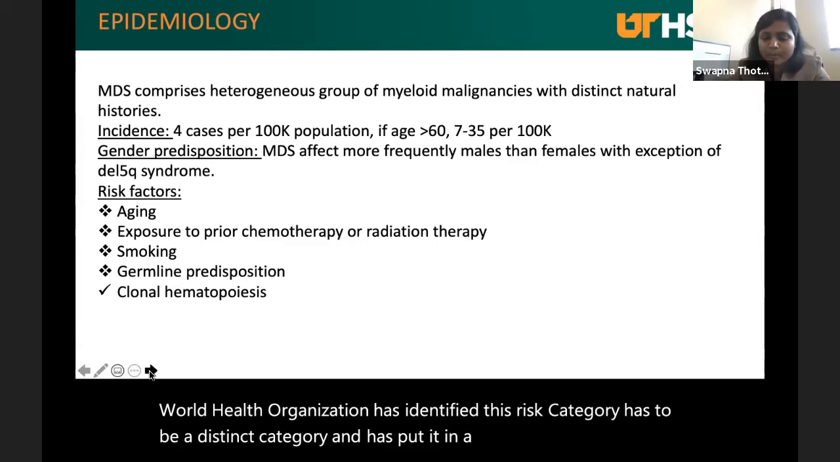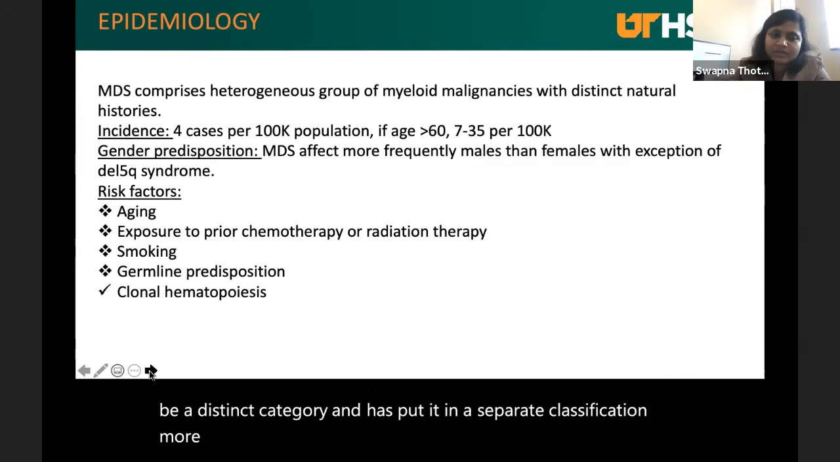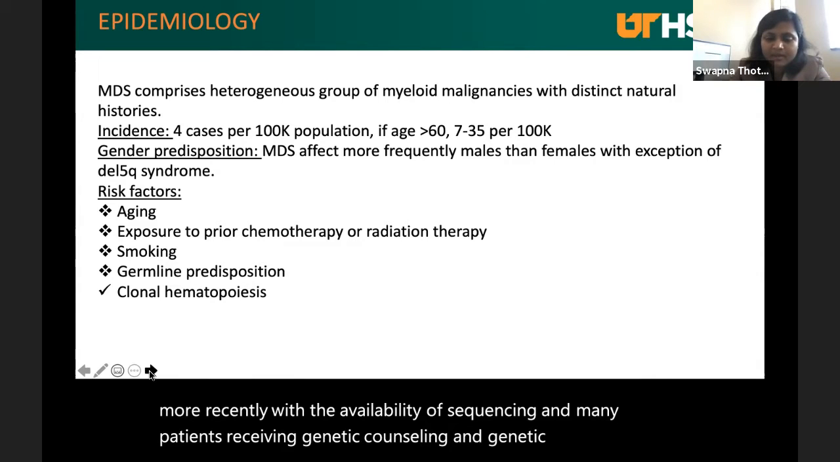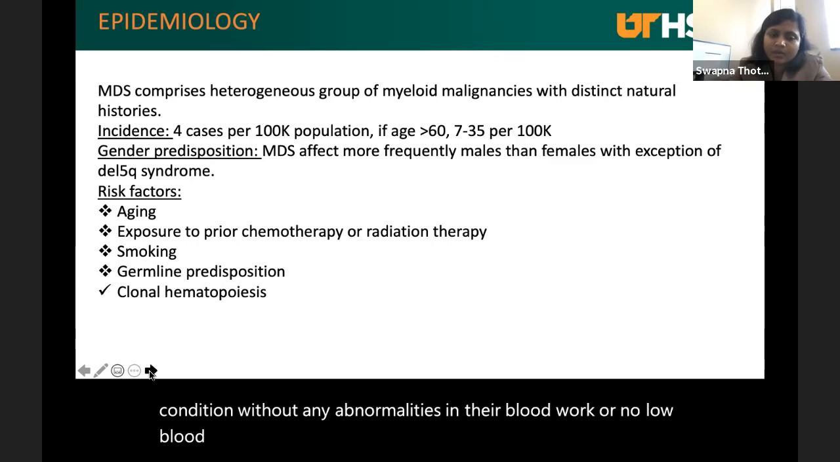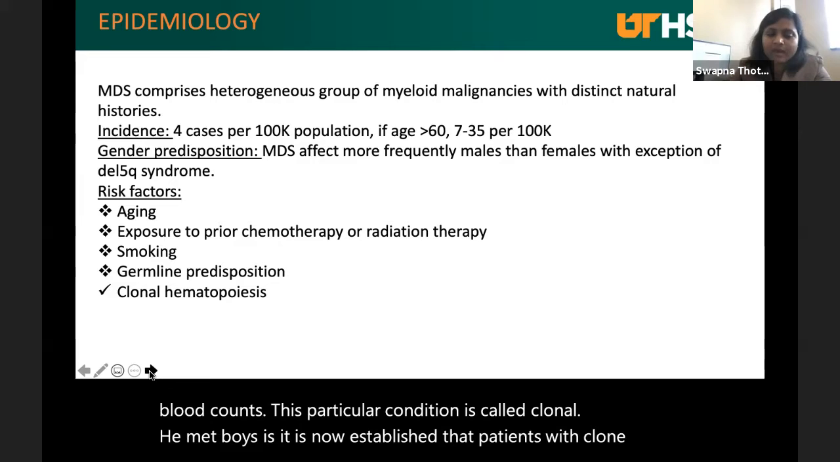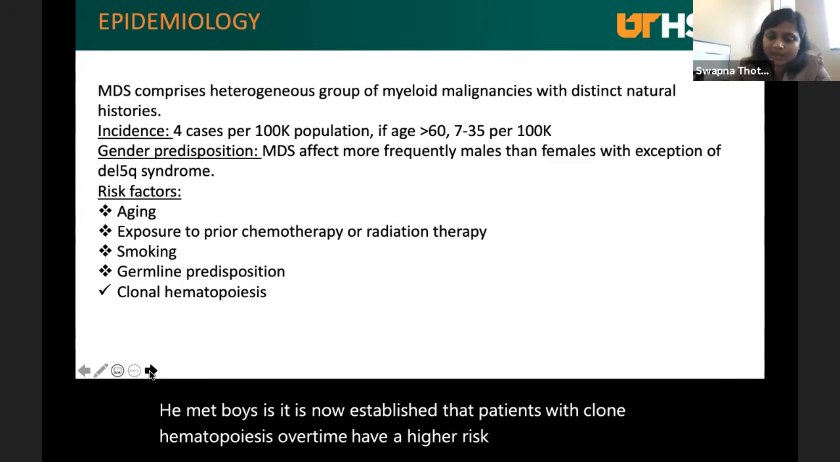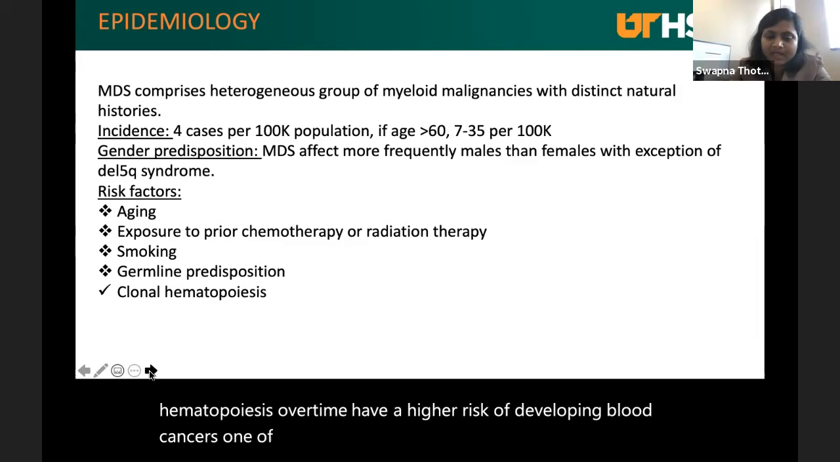More recently, with the availability of sequencing and many patients receiving genetics counseling and genetic studies, people have identified mutations or DNA changes in their blood. And this condition, without any abnormalities in their blood work or low blood counts, is called clonal hematopoiesis. It is now established that patients with clonal hematopoiesis over time have a higher risk of developing blood cancers, one of which includes myelodysplastic syndromes.